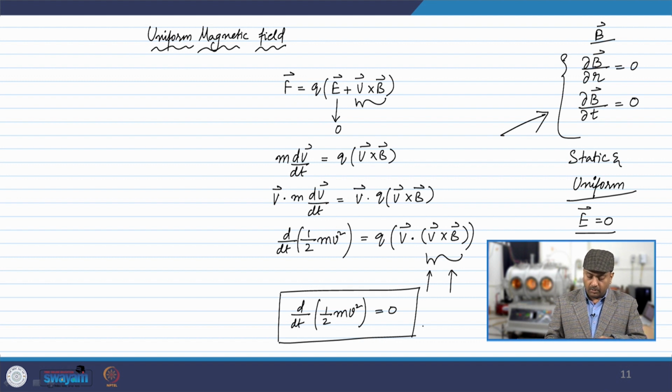So, what happens? Velocity is not changing, there is no acceleration in the picture. As a result, the total energy remains a constant. Now the velocity being perpendicular to v cross b has made the right hand side 0. The static magnetic field cannot change the kinetic energy of the particle. It can only change the direction, we will come to that later.